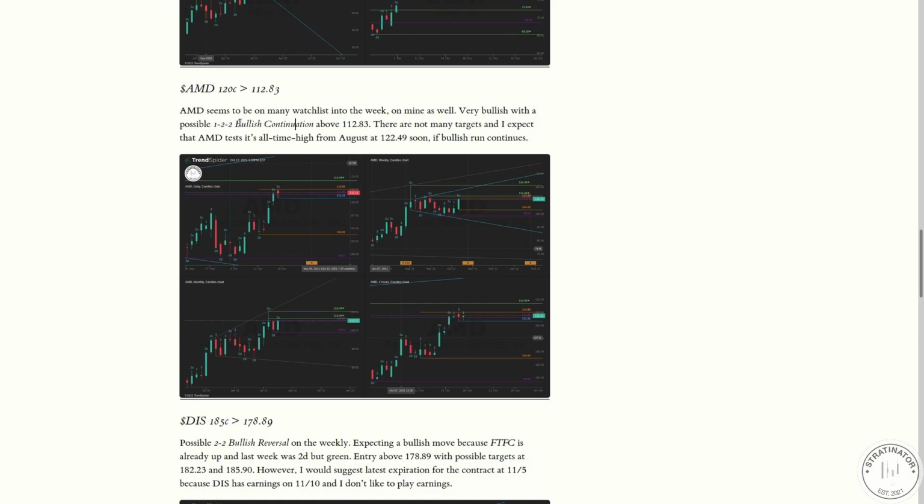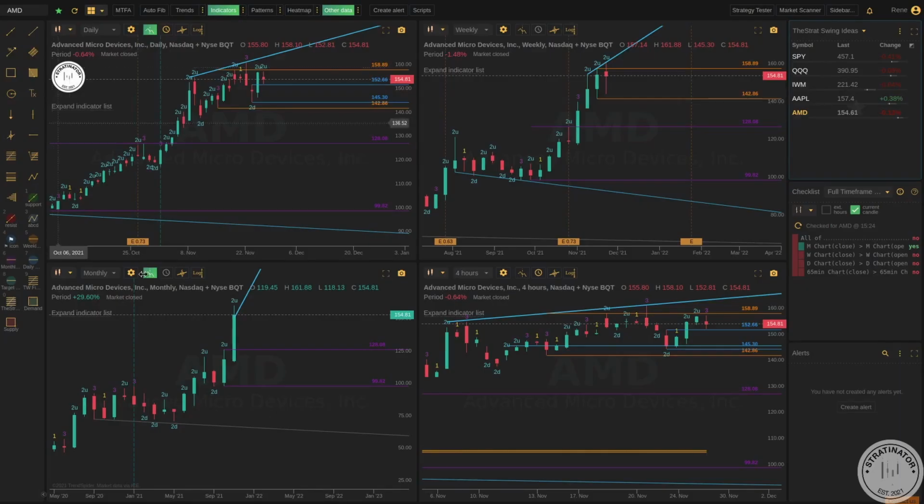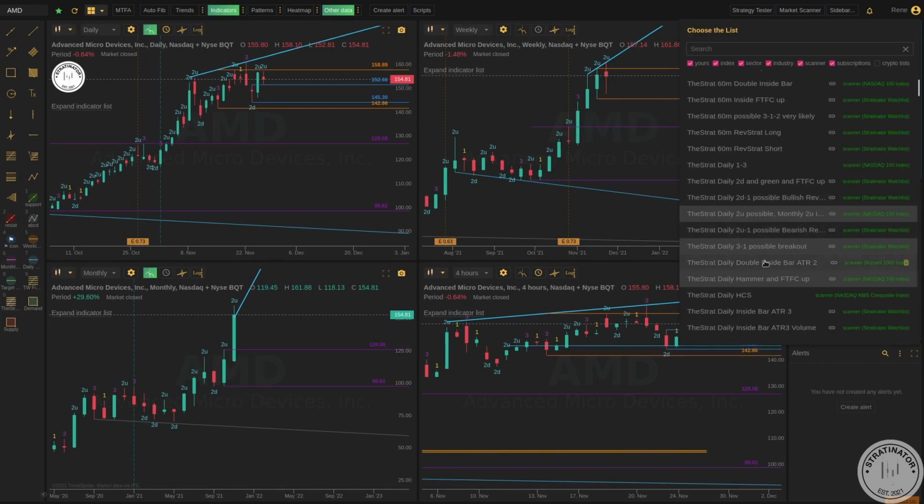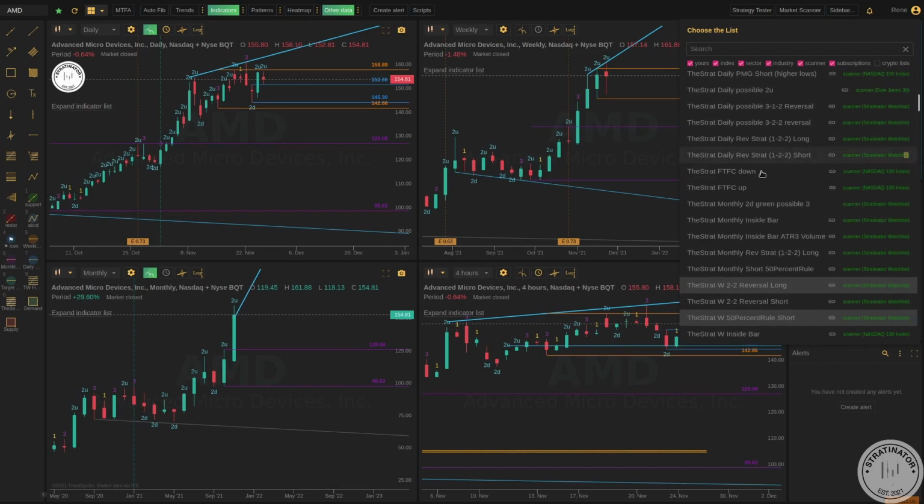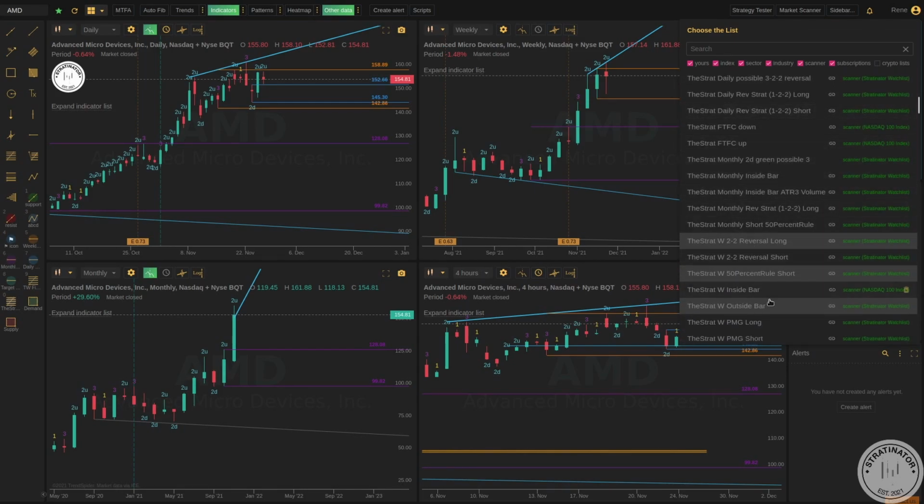112.83 with a 1-2 bullish continuation to enter in it, and I tried to get a 120 contract. As you might see on this list, with 6 weeks expiration, it was a great trade. So of course, the FTFC scanner is not the only one. As you see, I have lots of different scanners that I use during a weekly or weekend scan.